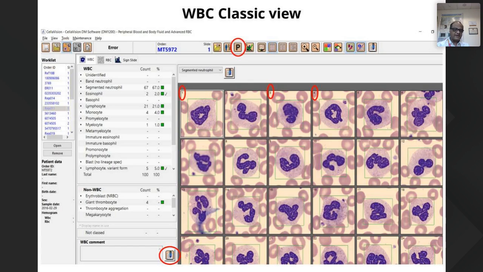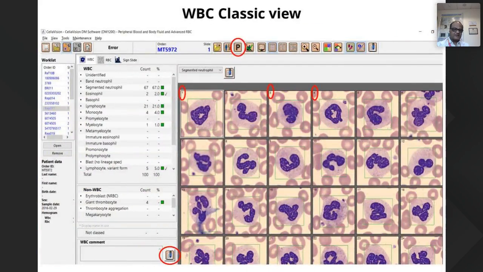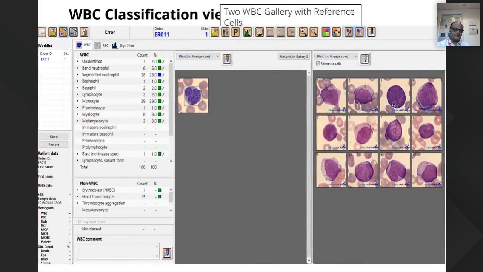Or if you want to reclassify, click on the right button of the mouse and you can reclassify it. That's called review and reclassification itself. Now, if you want only one screen you can have that, or if you want double gates, you can have double gates here, or WBC or two galleries with the reference cells also.